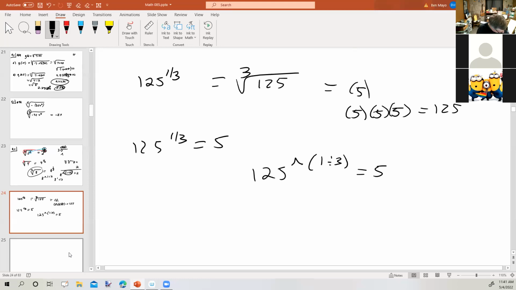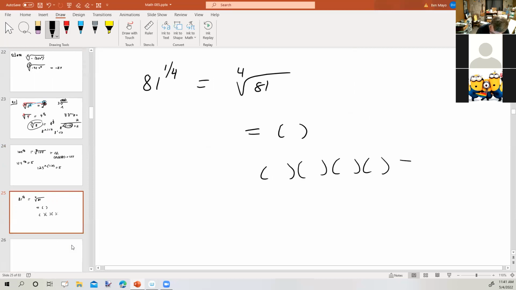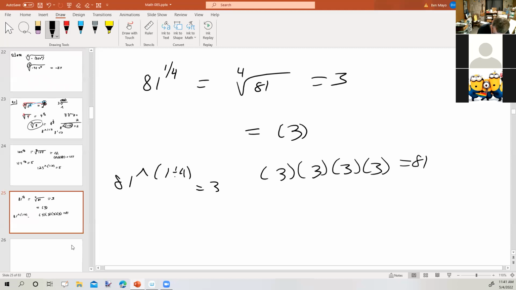No. Okay, how about this one? 81 to the 1/4 power. So that's the same thing as the 4th root of 81. Well, let's see, what times itself times itself times itself is 81? That would be 3. So 81 to the 1/4 power is 3. Okay. Any questions there?